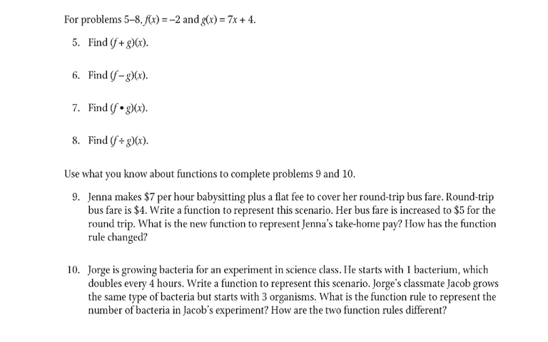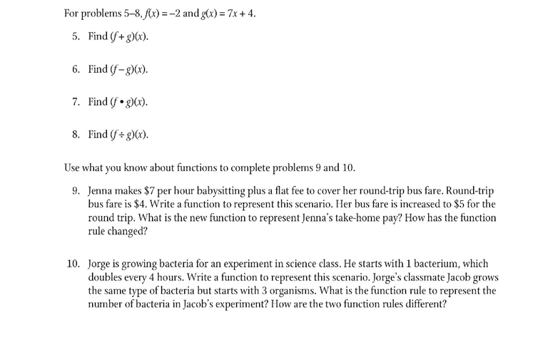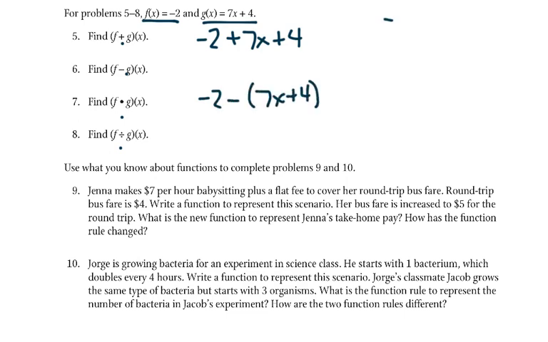Alright, now problems 5 through 8. We've got this is f of x, this is g of x. We're going to add, subtract, multiply, and divide. So first one, negative 2 plus 7x plus 4. The second one, negative 2 minus 7x plus 4. Then negative 2 times 7x plus 4. And then negative 2 divided by 7x plus 4. Okay?